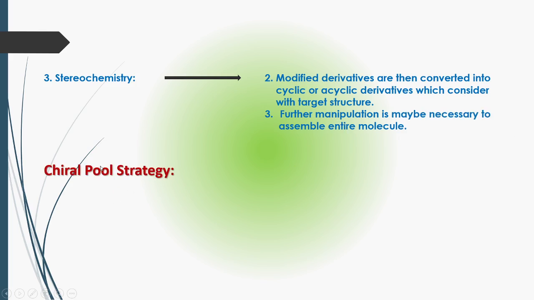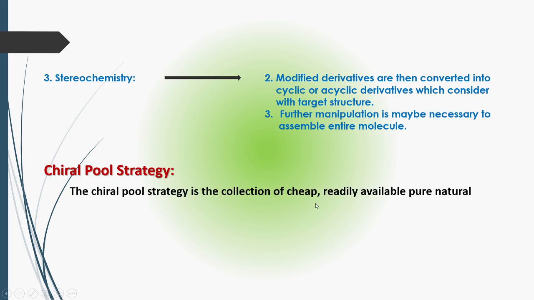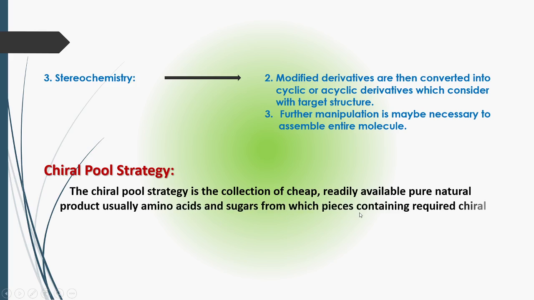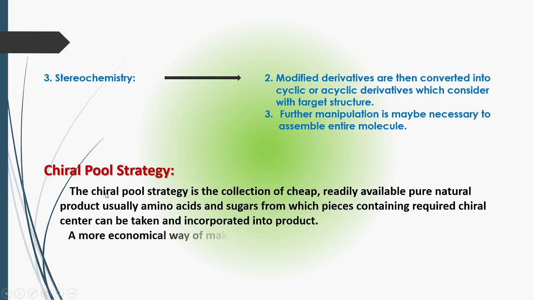Then one more important thing in this Chiron approach is the chiral pool strategy. So the chiral pool strategy is the collection of cheap, readily available, pure natural products, usually amino acids or sugars, from which the pieces containing required chiral centers can be taken and incorporated into the product. Means what? This is the strategy to convert the starting material into the product, and the starting materials are cheap, readily available natural products.